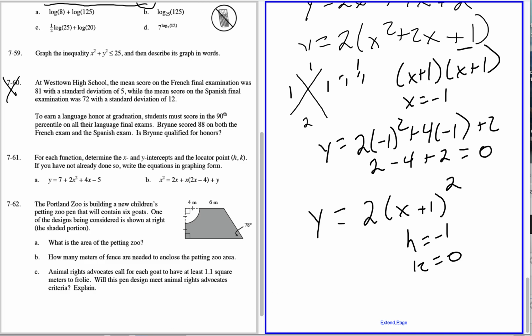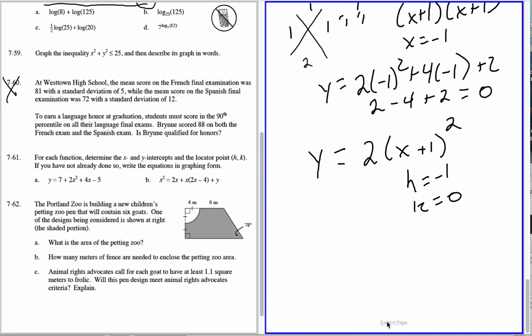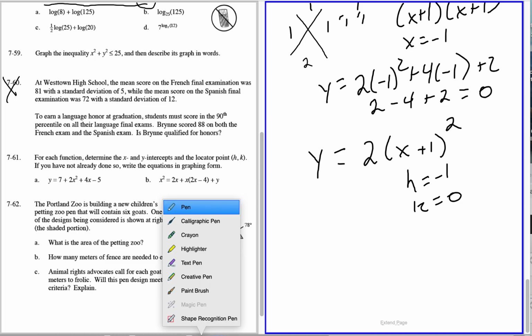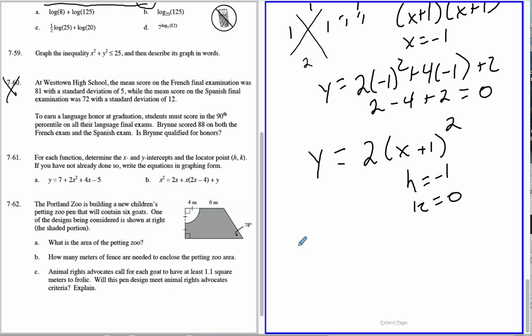Okay, for B we got, it's a much bigger equation, right? Let's try to use Desmos to figure this one out. So we have a quadratic again. We got x squared equals 2x plus x, 2x minus 4 plus y. I'm going to type that in.